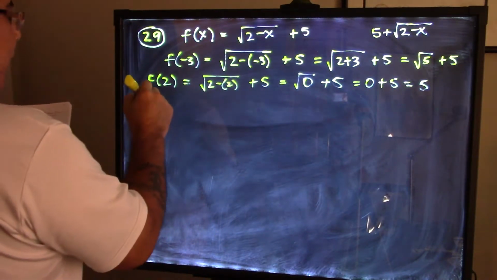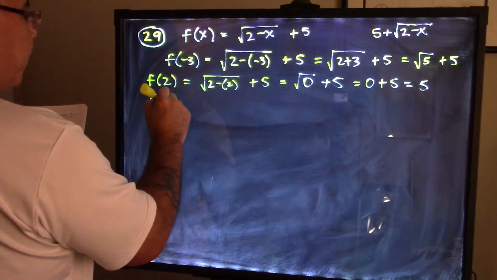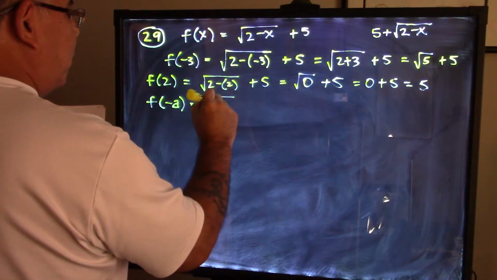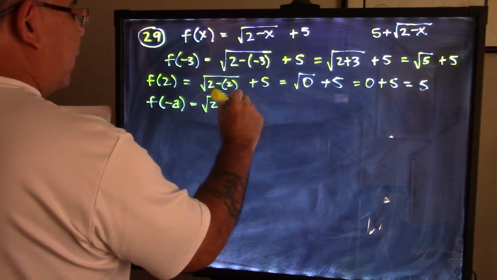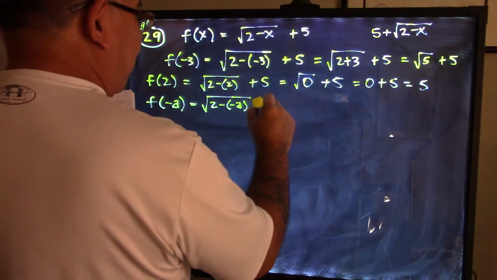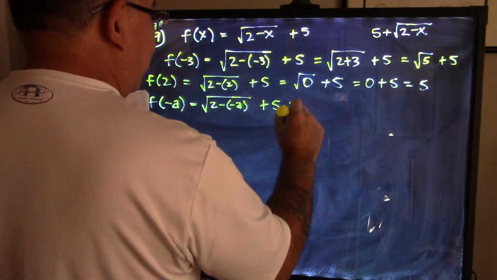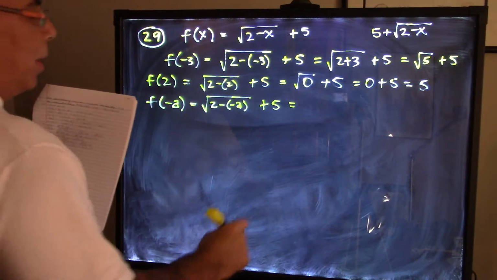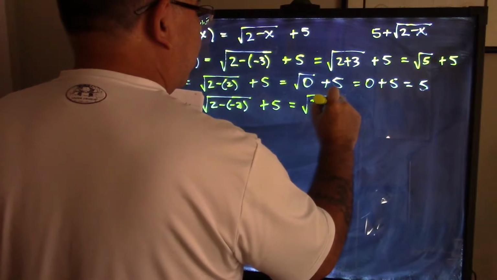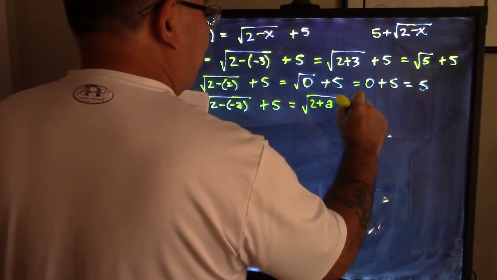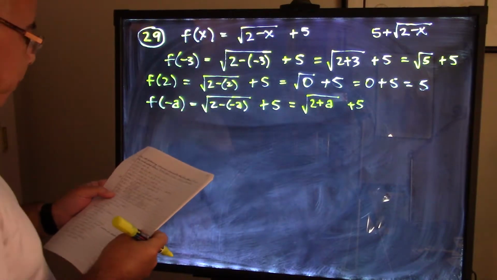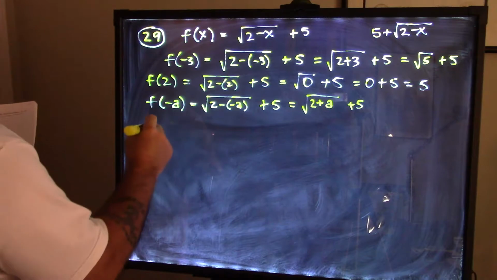F of negative a. That's square root of 2 minus negative a, plus 5. Minus a minus is plus, so that's square root of 2 plus a, plus 5. And that's about all you can do with that one. And then minus f of a.